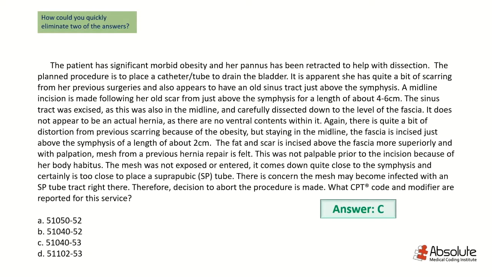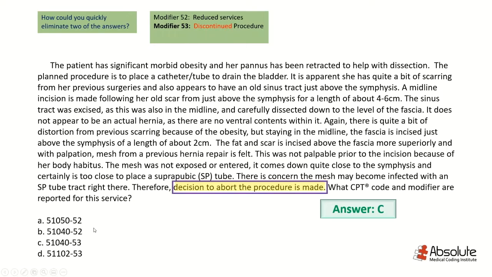We could have eliminated answers quickly by simply looking at the modifiers. 52 is for reduced services, and 53 is for a discontinued procedure. Right off the cuff, we could get rid of those because the decision to abort the procedure is made, meaning it was discontinued. So we could have gotten rid of A and B, just boom. Now we can get our eagle eyes on C and D.